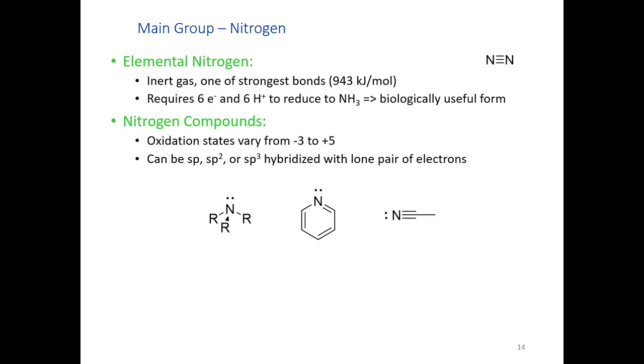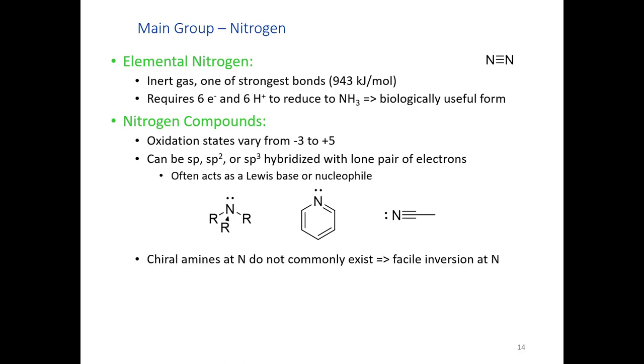Similar to carbon, nitrogen atoms can be sp, sp2, or sp3 hybridized, but unlike carbon, nitrogen also has a lone pair of electrons. So in the pictures below, the 3-coordinate nitrogen or amine would be sp3 hybridized, the pyridine nitrogen would be sp2 hybridized, and the acetonitrile nitrogen would be sp hybridized. The lone pair on nitrogen often defines the chemistry of its compounds, which commonly act as Lewis and/or Bronsted bases. For example, both amines and pyridine are fairly strong Bronsted bases, while acetonitrile is a very good Lewis base.